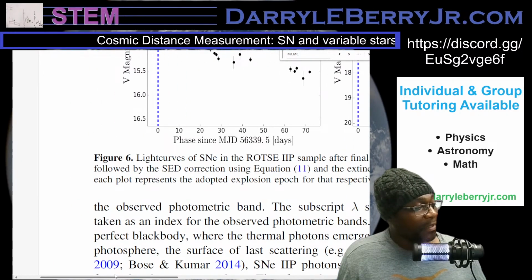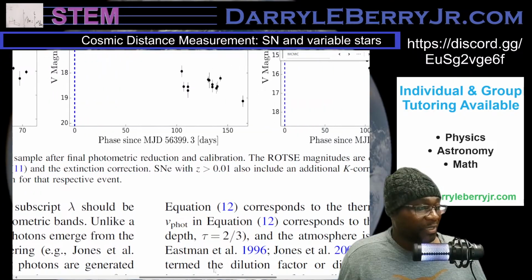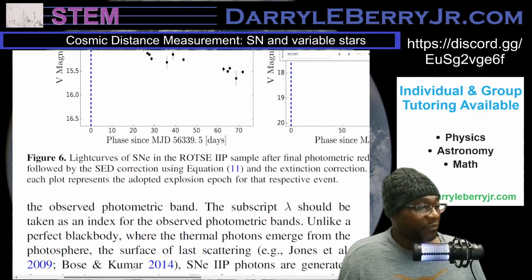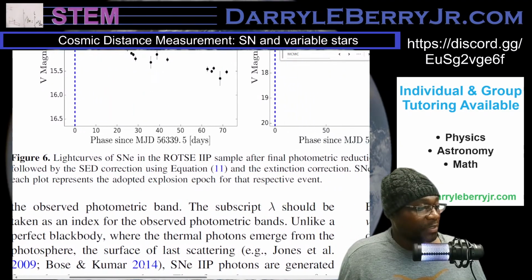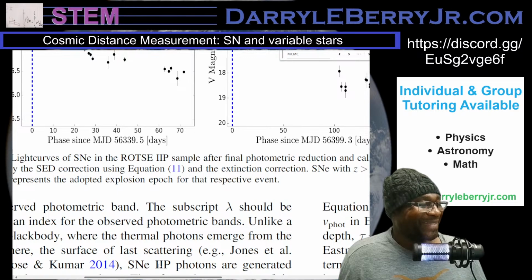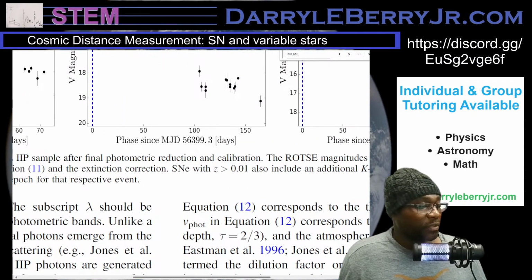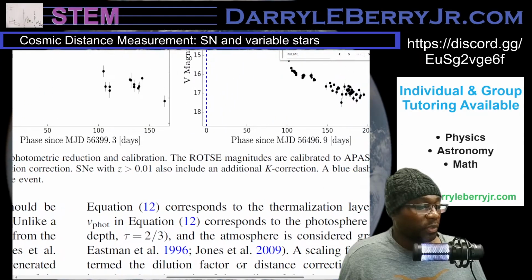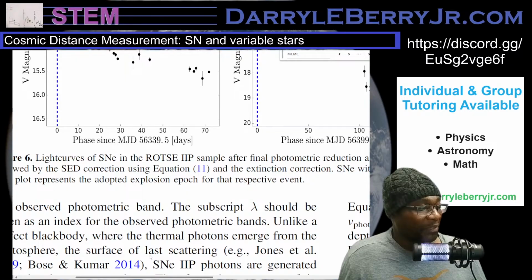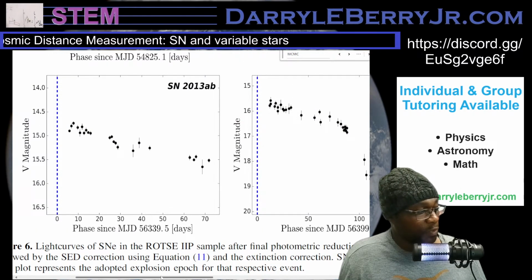Almost a whole page. Light curves of supernovae in the ROTSE sample after final photometric reduction and calibration. The ROTSE magnitudes are calibrated to ASAS-SN V band, followed by the SED correction using equation 11, and the extinction correction, which I spoke about earlier. Supernovae with redshifts of greater than 0.01 also include the additional K correction. A blue dashed line in each plot represents the adopted explosion epoch for the respective event. Wow.